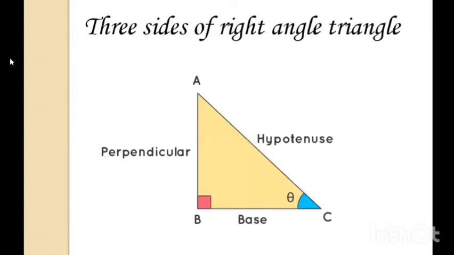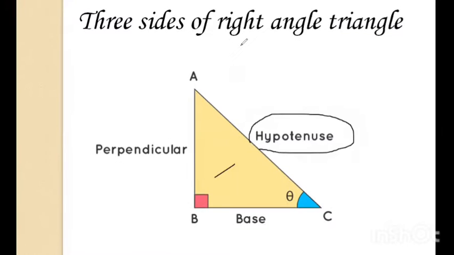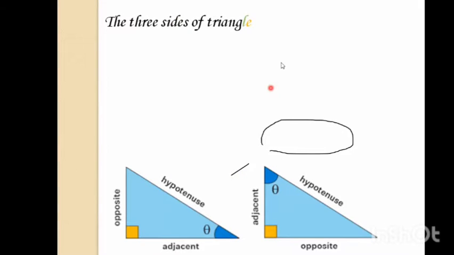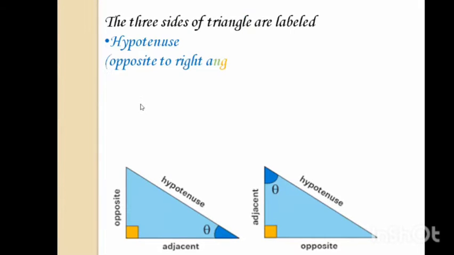Before learning ratios, first we have to know the sides of the right angle triangle. The side which is opposite to the 90 degree angle is called the hypotenuse. The horizontal line is called the base of the right angle triangle, and the vertical line is called the perpendicular side. So we come to the trigonometry ratios. The names are slightly changed.